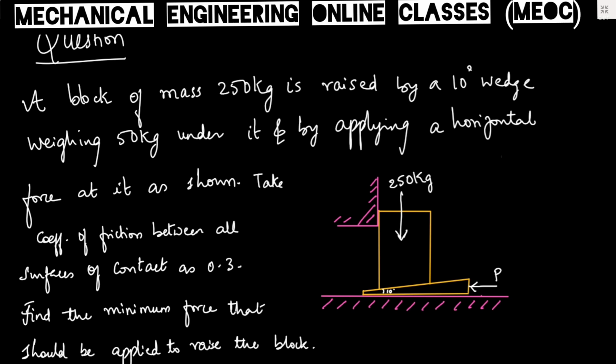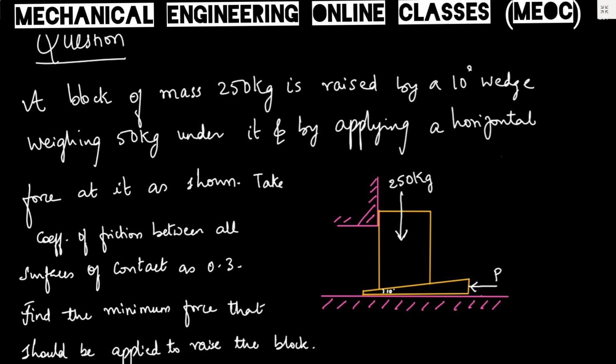Here is a question. A block of mass 250 kg is raised by a 10 degree wedge that weighs 50 kg under it, and by applying a horizontal force P on the wedge, the block must be raised. The coefficient of friction between all the surfaces of contact is given as 0.3. There are many contact surfaces: between the block and the wedge, the wedge and the floor, and the block and the wall. For all these surfaces, mu is 0.3. We should find the minimum force that should be applied to raise the block.